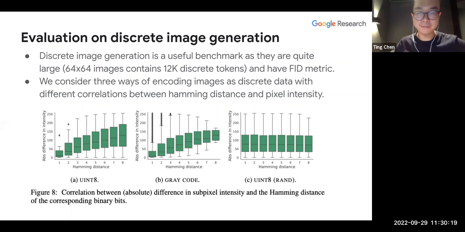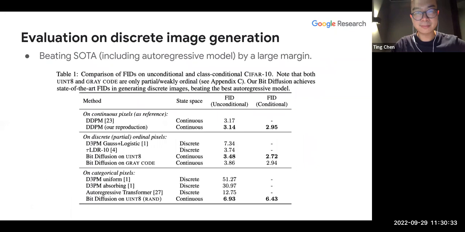So this is as if every subpixel, 0 to 256, can be considered as a discrete token in language where you cannot measure their distance. Okay, so now let's compare to state of the art, including autoregressive models and existing diffusion models. One thing I will pay most attention to is the categorical pixels, where every pixel has no correlation with the other pixel in terms of their binary representation.